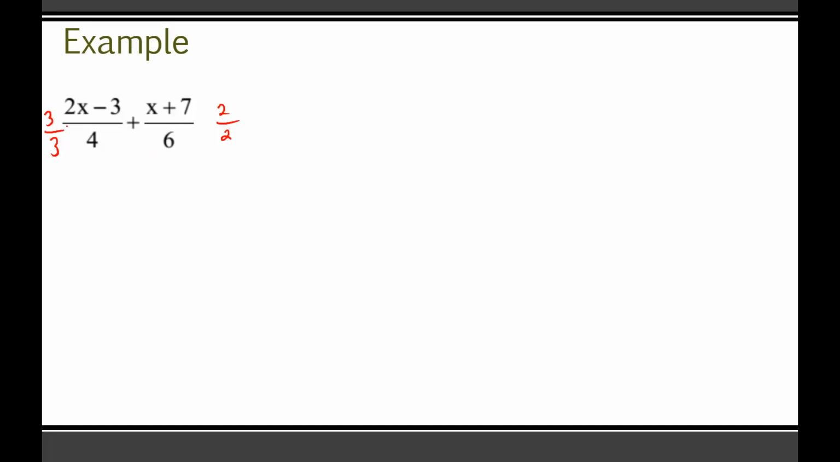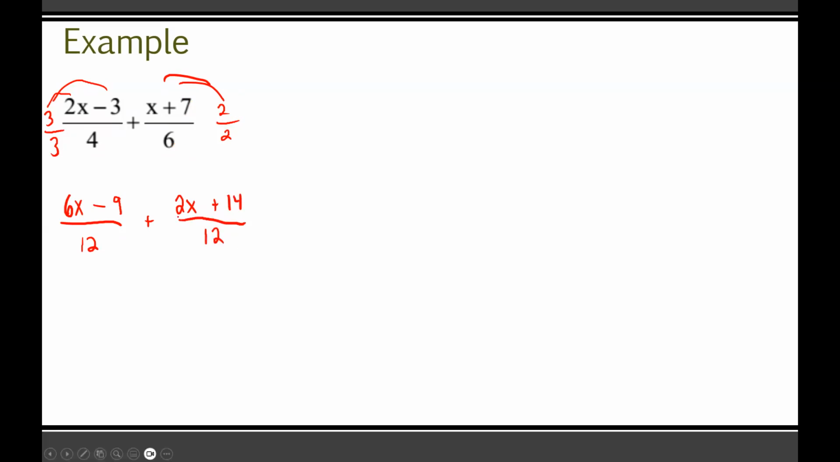If I multiply by 3 over 3 here, the 3 actually has to double dip its way through. This is going to become 3 times 2x is 6x, 3 times minus 3 is minus 9, over 3 times 4 is 12. Plus, on this one, 2 has to double dip through here. 2 times x is 2x, plus 2 times 7 is 14. And again, this is going to be over 6 times 2, which is 12.